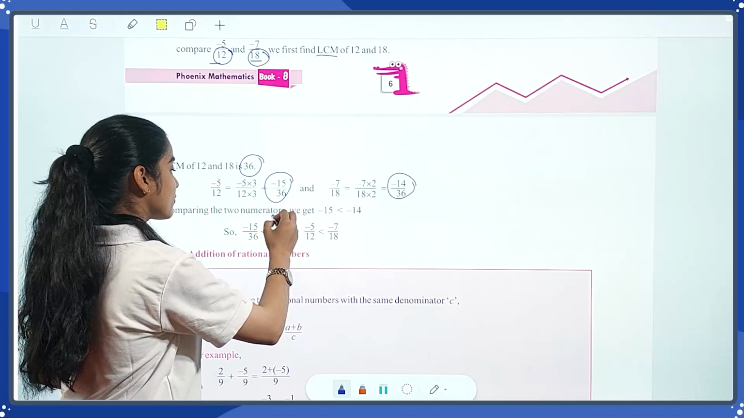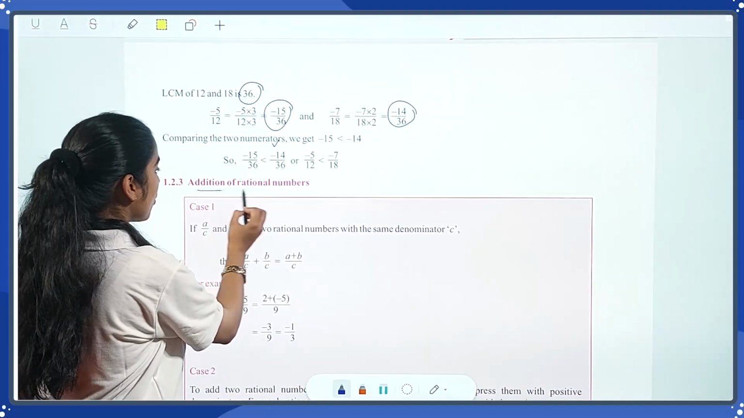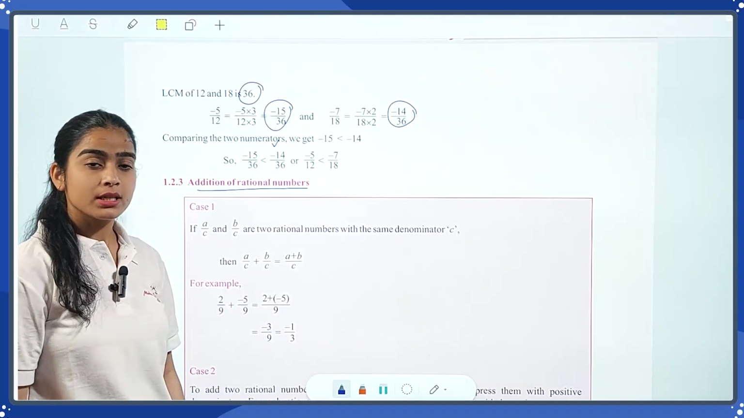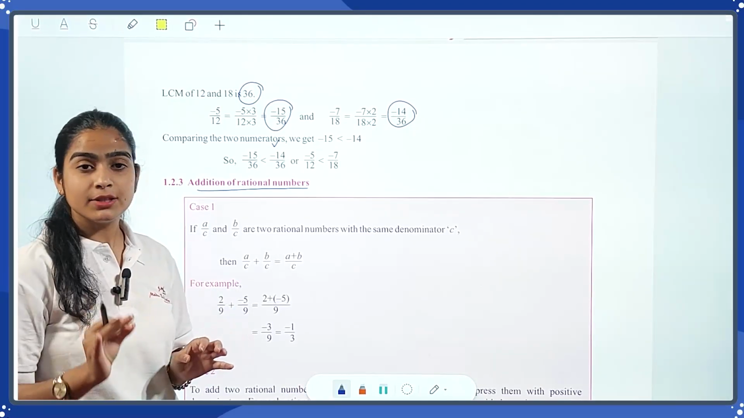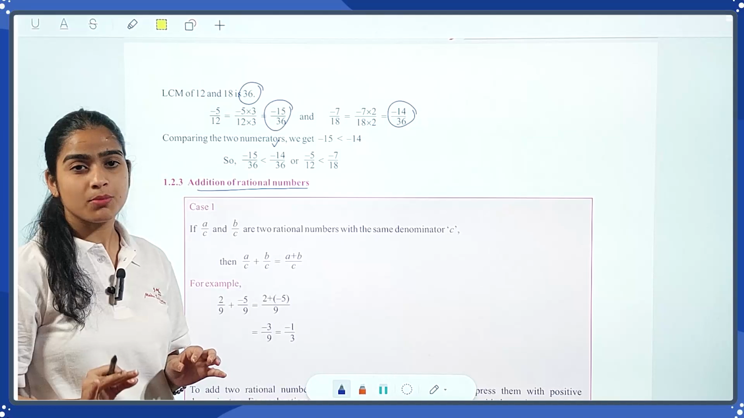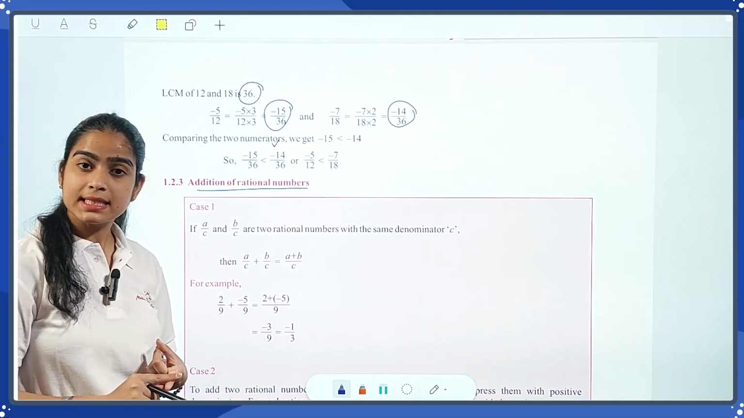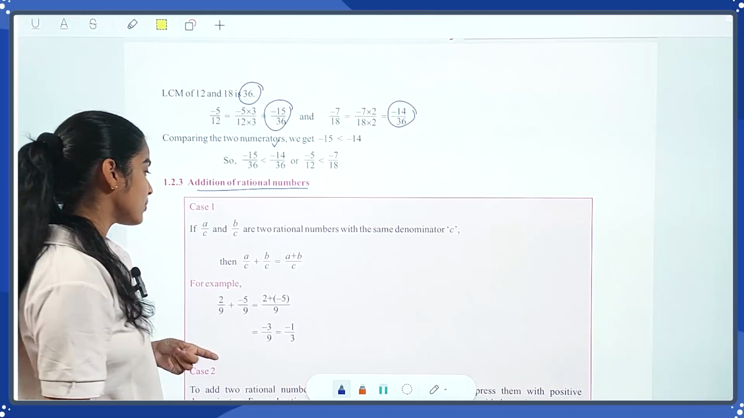It means minus 14 by 36 is bigger. Now, addition of rational numbers. In addition of rational numbers, the key role of LCM is there. If you have different denominators, always keep in your mind that first you have to perform the LCM. Next, you are going to perform your addition process.